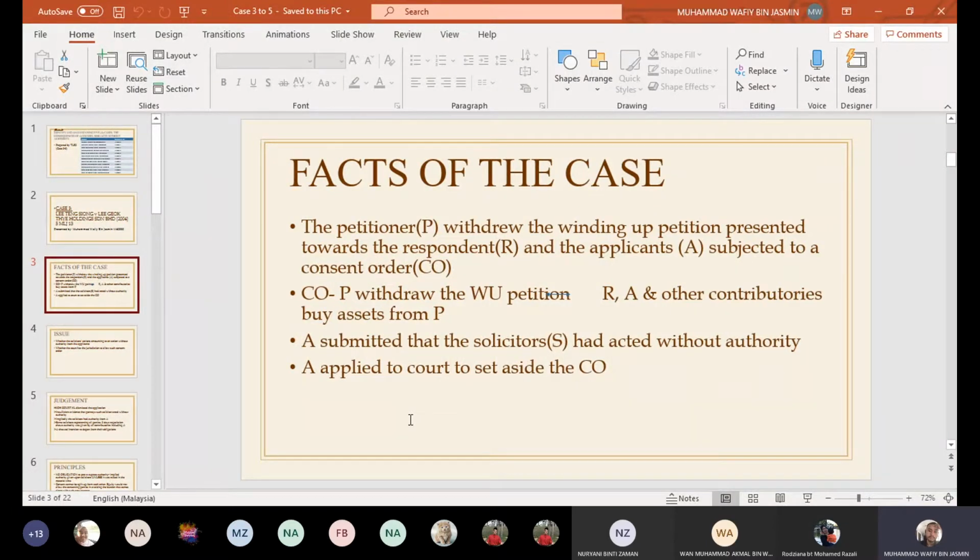So what the applicants did was, they had invoked the ground that their solicitors, who had represented both the petitioner and the respondent, including the applicant, because the applicant is the contributing parties towards the respondent. The applicant, they had submitted to the court that the solicitor that represented all of them had acted without authority, and they applied to the court to set aside the consent order, as it was entered without their authority.